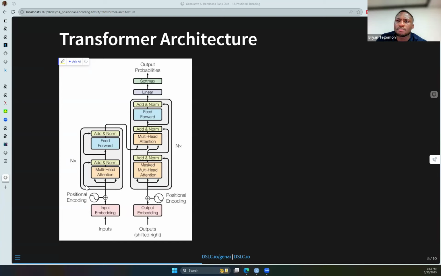So positional encoding addresses this challenge by injecting positional information into the input embeddings, and this allows transformers to effectively process sequences by identifying the sequential order of the tokens.